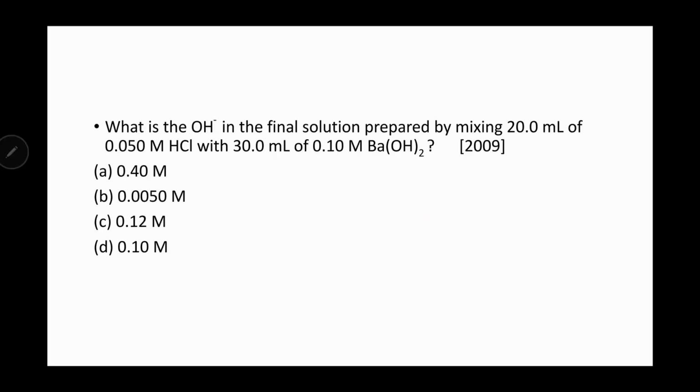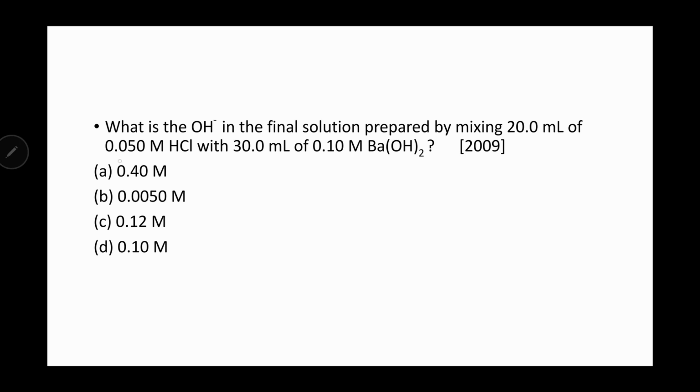Here is a question that was asked in AIPMT 2009. What is the OH minus concentration in the final solution prepared by mixing 20.0 ml of 0.050 M HCl with 30.0 ml of 0.10 M Ba(OH)2? Now this question is quite straightforward, but the reason I picked it up is to keep it in the back of your mind. So be careful while you appear in your exam. Let's try and solve this problem.